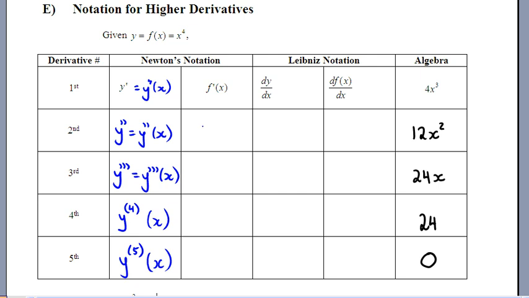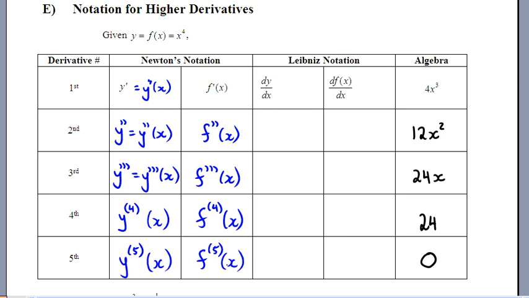You can do that with the letter f as well instead of using y. So you could say, oh yeah, how about f double prime of x for the 2nd derivative, or f triple prime of x. And then again, we're going to switch and just use some round brackets to count the derivative number.